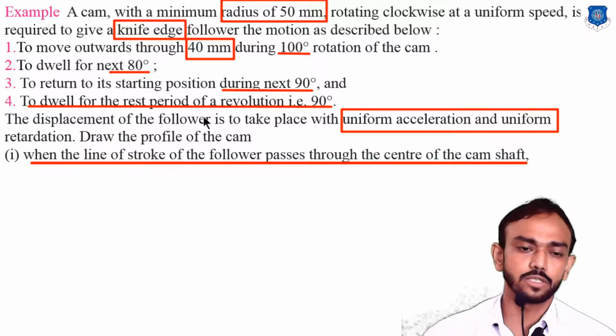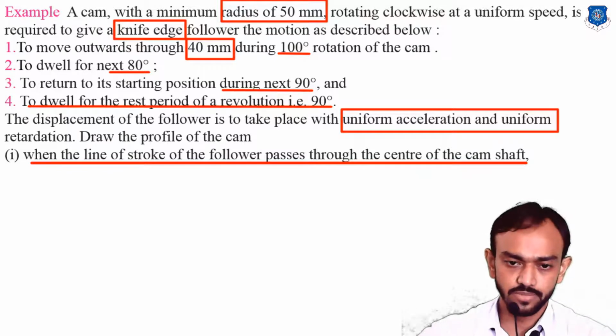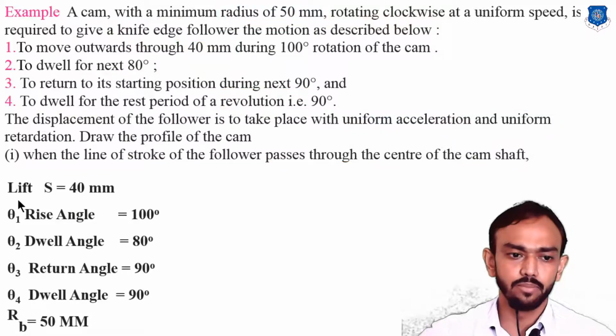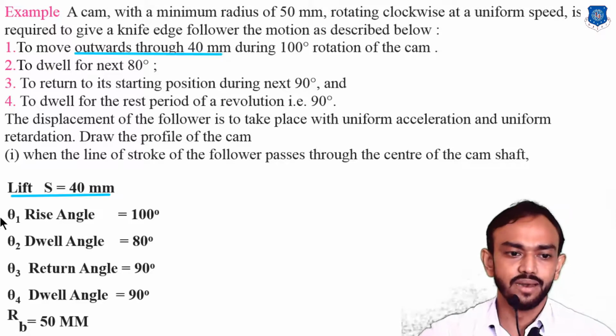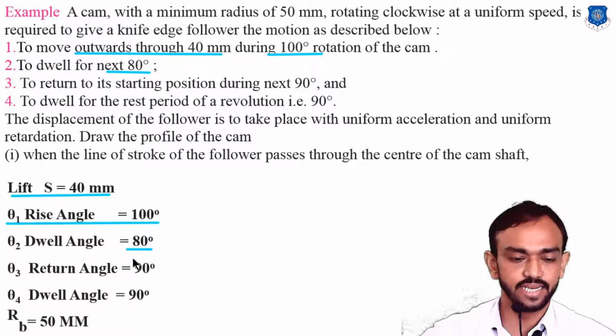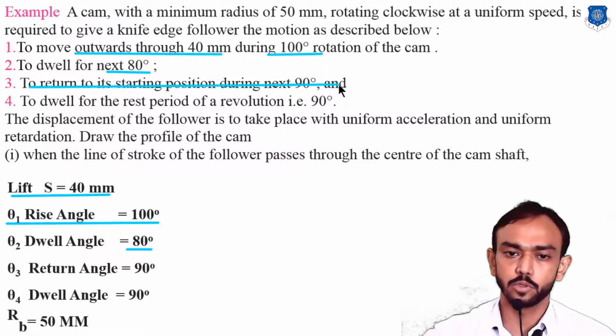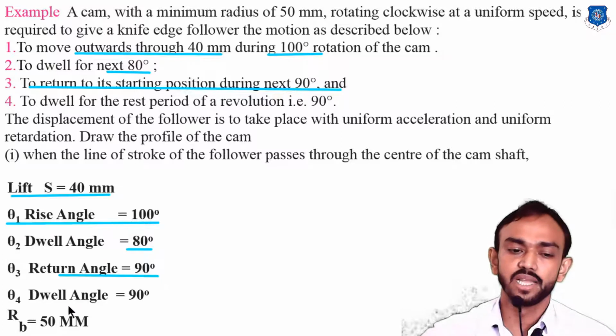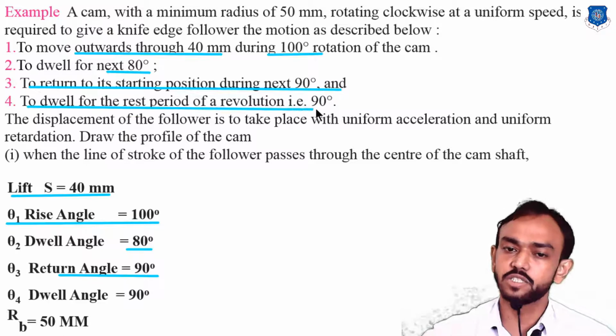Okay, let's start. First of all, what is the given data? You can see the lift is given as 40 mm in the outward direction, and the rise angle theta 1 is 100 degrees. After that there is a dwell of 80 degrees, which means dwell angle theta 2 is 80 degrees. Theta 3 is the angle to return to the starting position, so it is the return angle of 90 degrees. After that, dwell for the rest of the period.